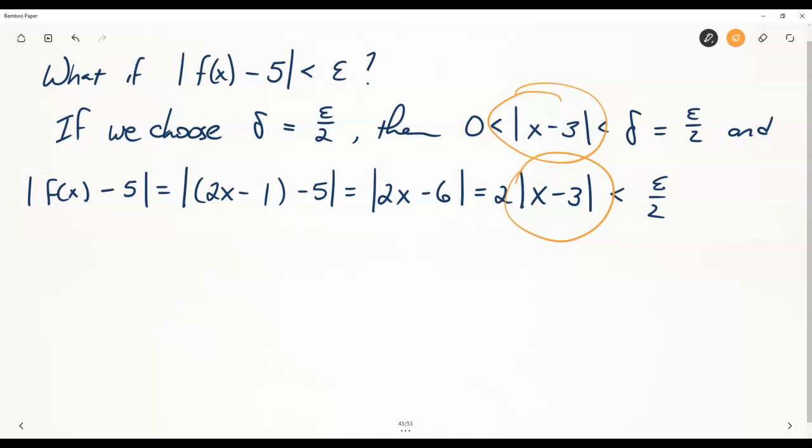Is that constant? Sorry? Like, is that constant? Like the x minus 3? This is not constant because x is getting closer and closer to 3. X is a variable. Okay.